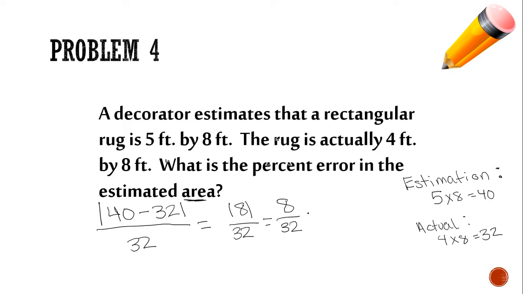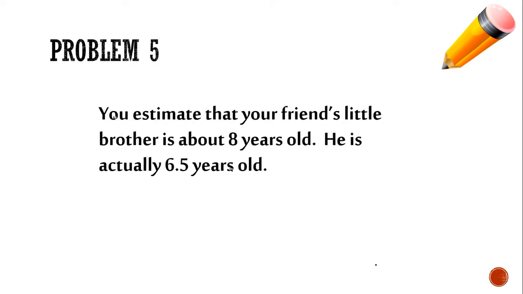So then I got to go 8 divided by 32, which gives me 0.25, which if I multiply by 100 to get my percent, I get a 25% relative error, which is a pretty large percentage if you consider he was only off by 1 foot. Let's take a look at the last problem. You estimate that your friend's little brother is about 8 years old. He's actually 6.5 years old, so you're about a year and a half off.